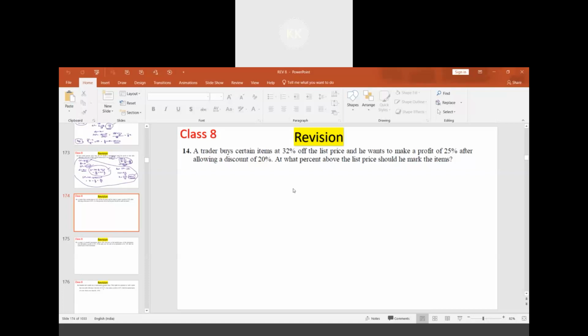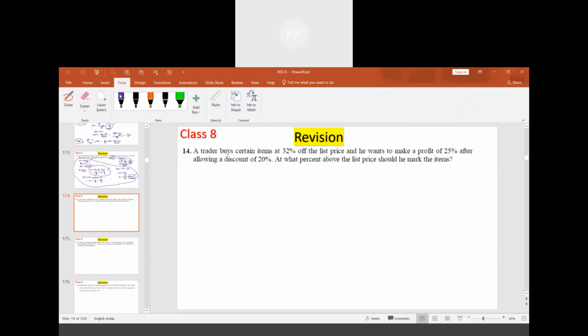Suppose I consider the market price or the list price as rupees 100. He buys it at 32% off the list price. So the cost price will become rupees 100 minus 32% of rupees 100. 32% of rupees 100 is 32. You are exactly correct. So rupees 68 will be the cost price.